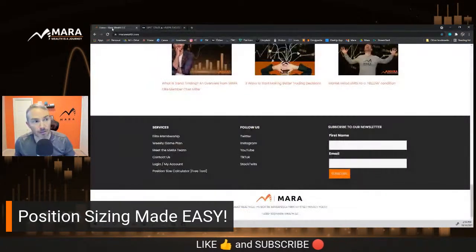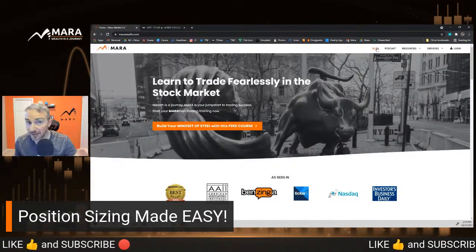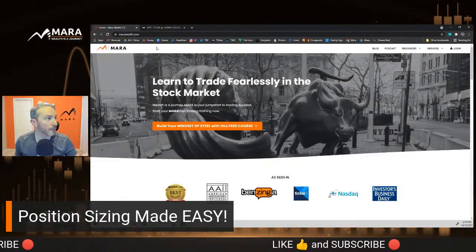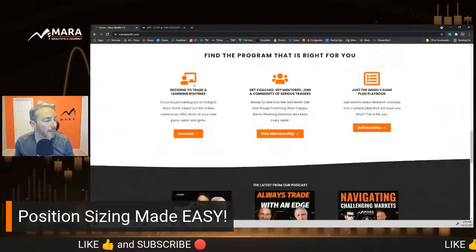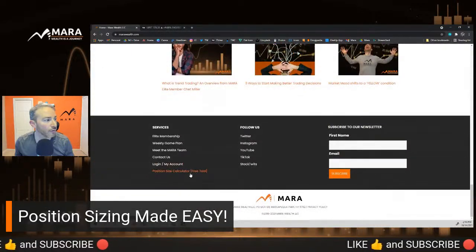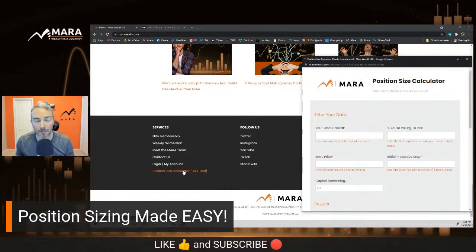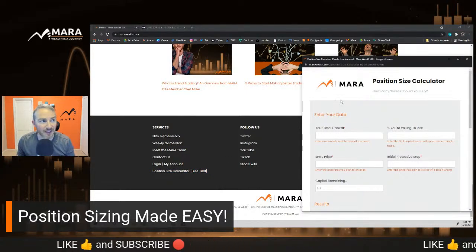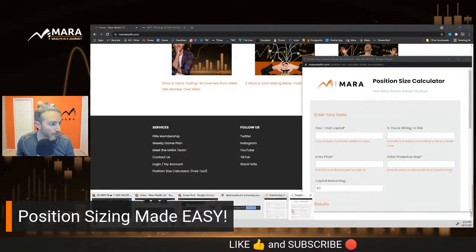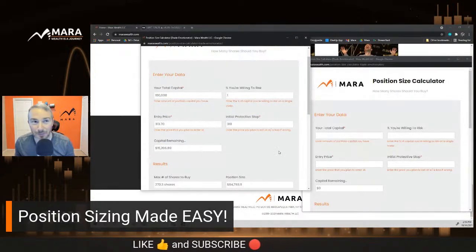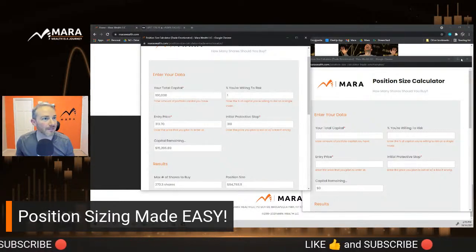But you take all that information, you put it into the calculator. The spot to do it is marawealth.com. This is a free calculator. You go to the site, scroll all the way down to the bottom of the page, and it is right here. You just click that and it pops right up. It's a fantastic tool.